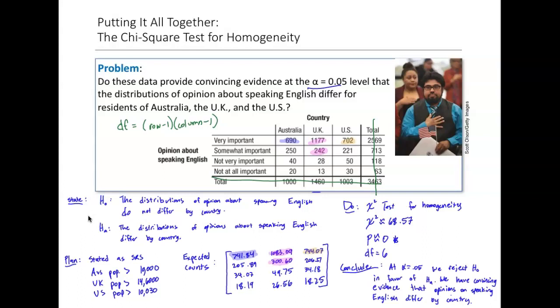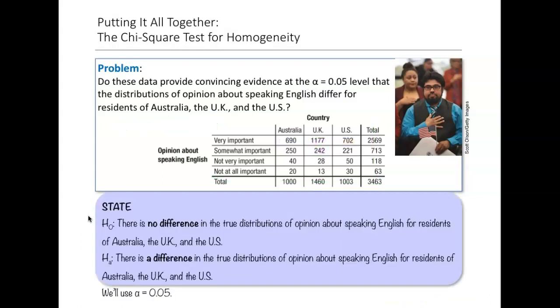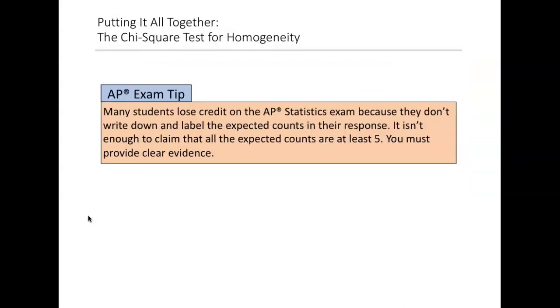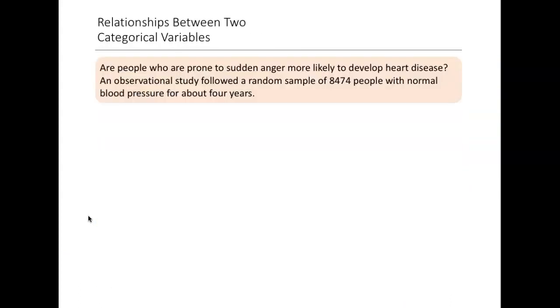So there's one more test, and it's actually the same test mathematically, but we interpret the results a little bit differently because they come from a different form of sampling. The test for homogeneity is when you're running an experiment or you're comparing multiple samples to each other. This is called the test for independence.